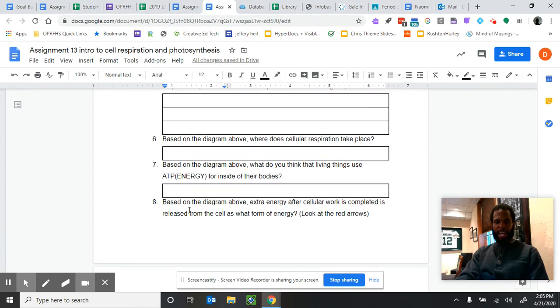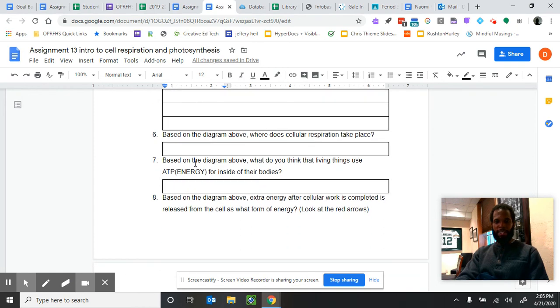Question 7 is kind of a guess. Based on the diagram above, what do living things use energy for inside of your bodies? For this question, basically tell me, what do we use energy for? What do our bodies need energy for? What kind of things do you do that require you to have enough energy each day?